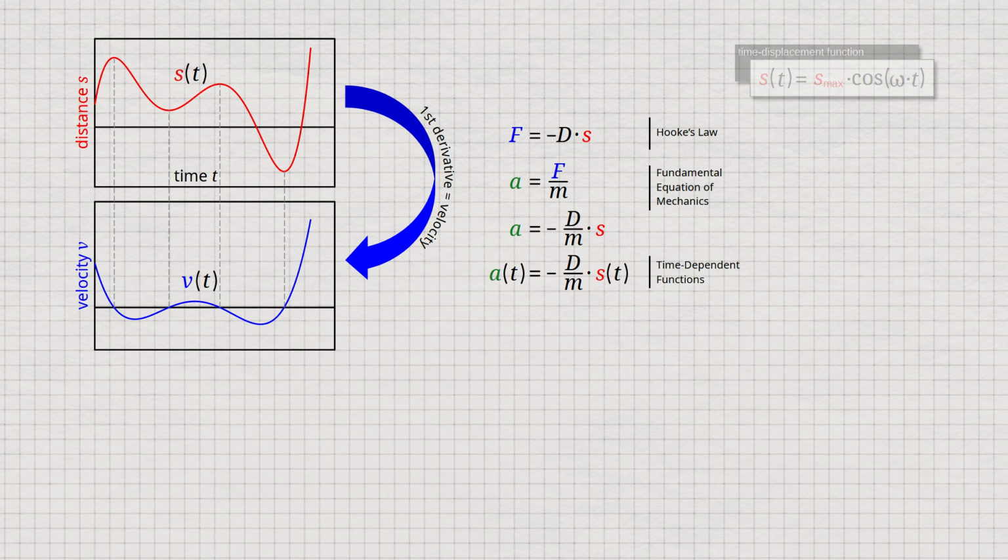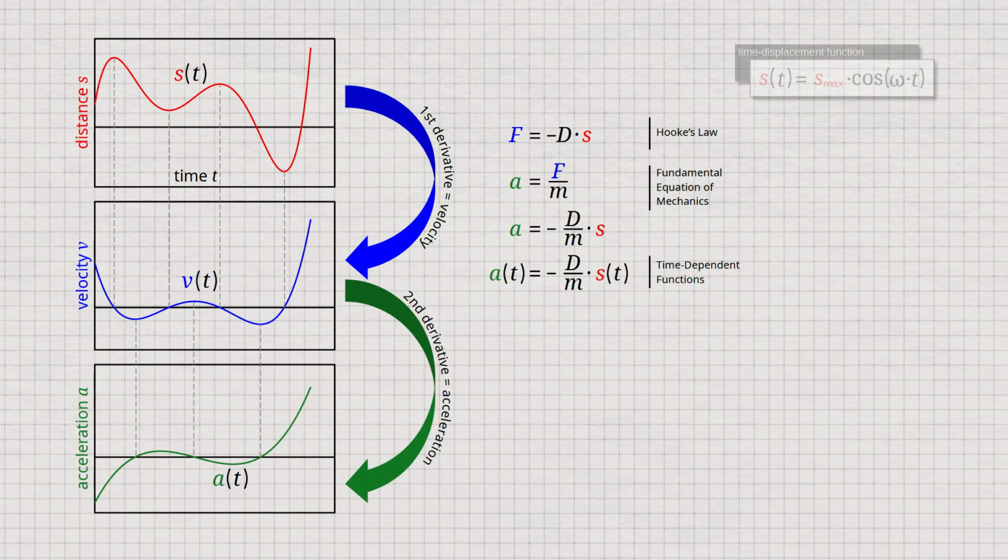From this time-velocity diagram, the time-acceleration diagram can in turn be derived quite easily. In a time-velocity diagram, the slope of the curve corresponds to the acceleration. By differentiating the velocity function with respect to time, we obtain the acceleration function. We see that by taking the second time derivative of the position function, we obtain the acceleration function. The time course of the acceleration therefore corresponds directly to the second derivative of the position over time.